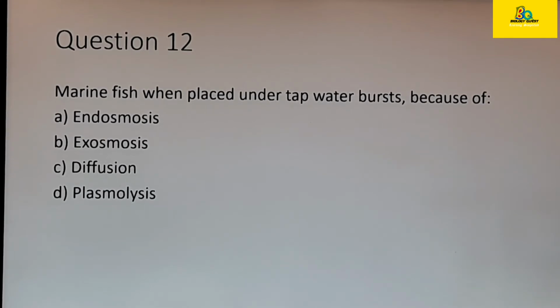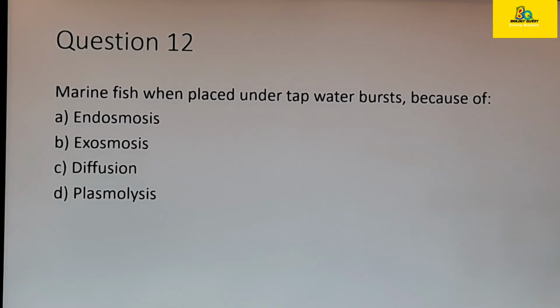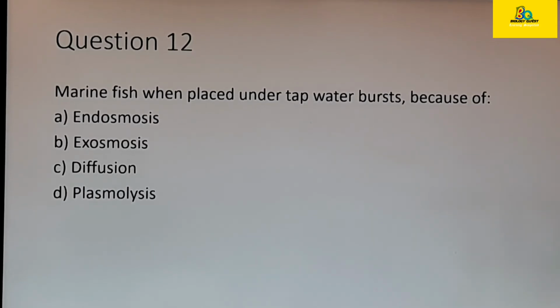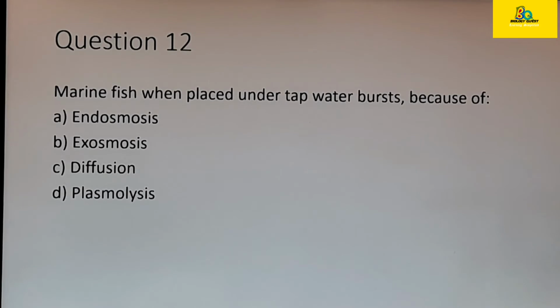Marine fish when placed under tap water burst because of. Options are endosmosis, exosmosis, diffusion, plasmolysis. So, when marine fish is placed in tap water, what is the peculiarity of tap water? Tap water is a hypotonic solution. So, when marine fish is placed in tap water, what actually takes place? Endosmosis will take place, isn't it?